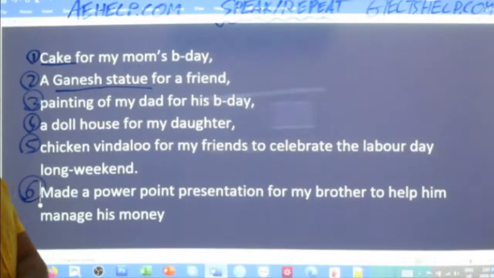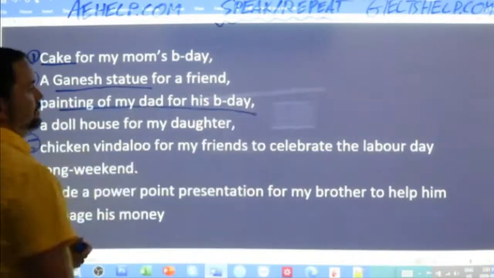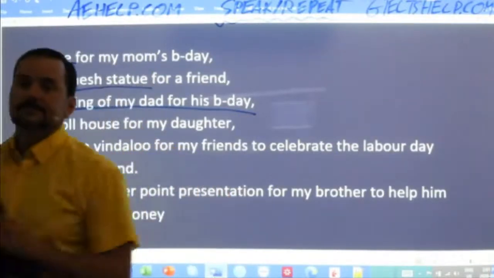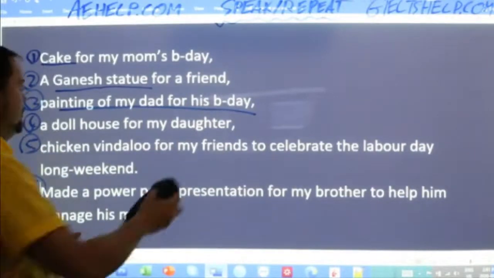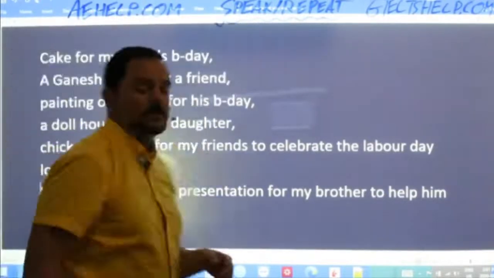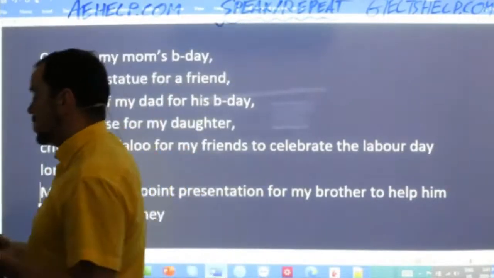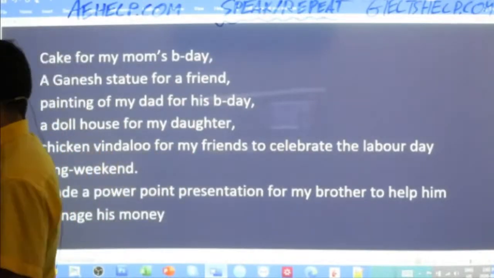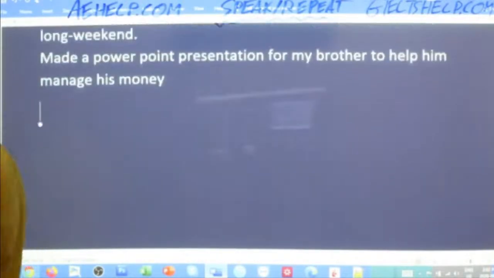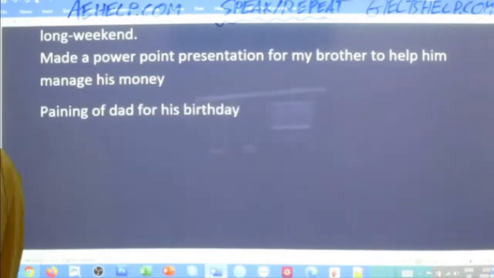Okay, you know what? Sure, let's go with that one, and then everybody can try something different after. So let's go with painting of my dad for his birthday. Okay. All right, sure, let's do it. So let's do number 3. I saw a few votes for that. Looks like we've got a pretty good split anyway. Most of us can draw pictures, right? Making a birthday card, by the way, would be another example of a common type. So let's go with painting of dad for his birthday. All right, so that's our choice.